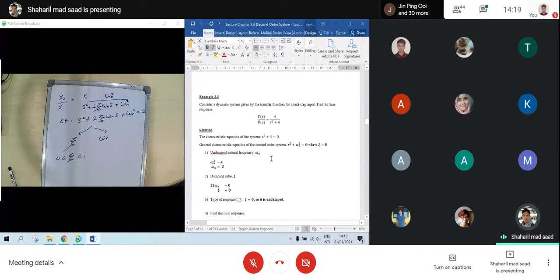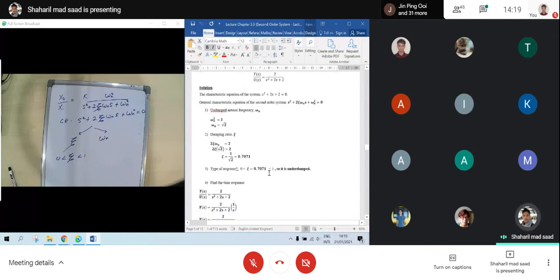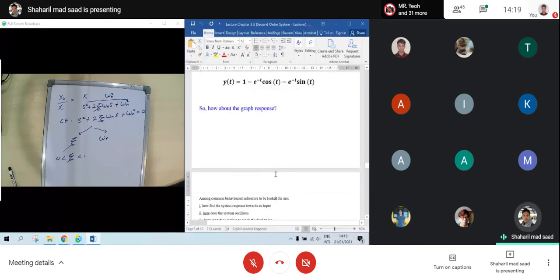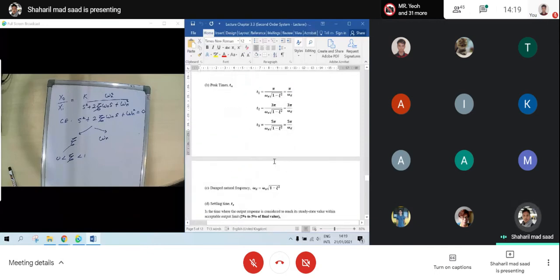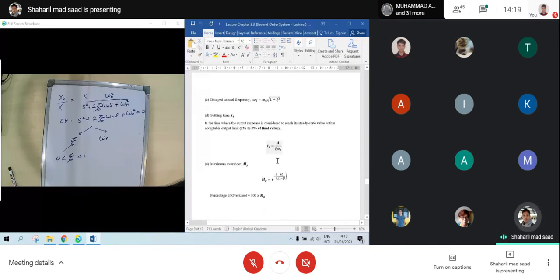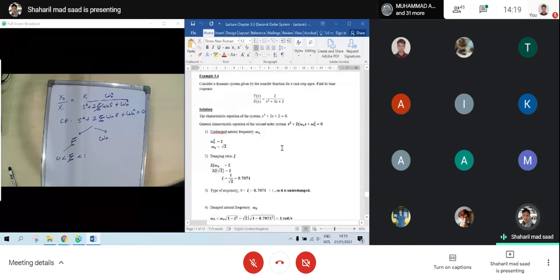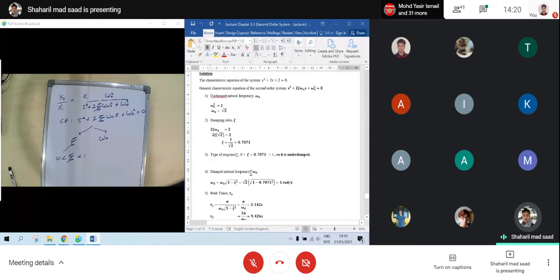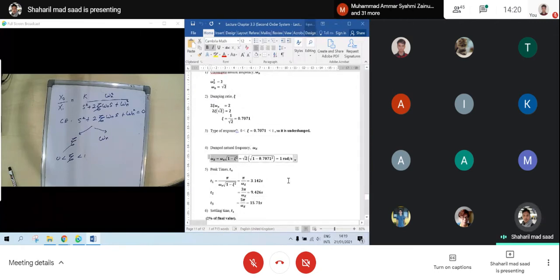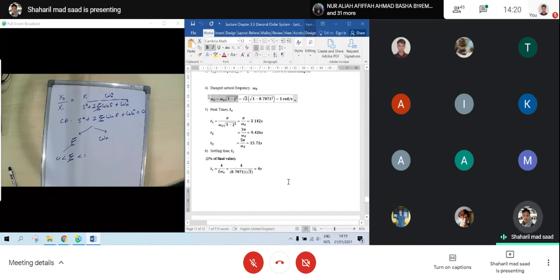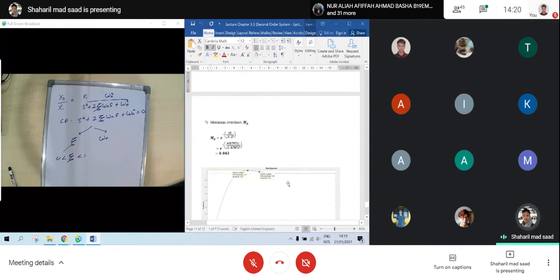Like this one, I think quite simple, quite straightforward. So normally we need to find out the few parameters of this one. For example, there are certain tabs where you need to find the natural frequency, and then the damping ratio, and then the damped frequency. This is the formula there. And the peak time, and then settling time, and then the maximum overshoot.